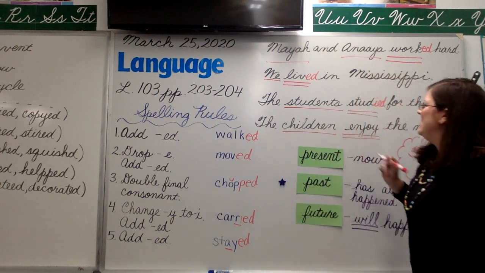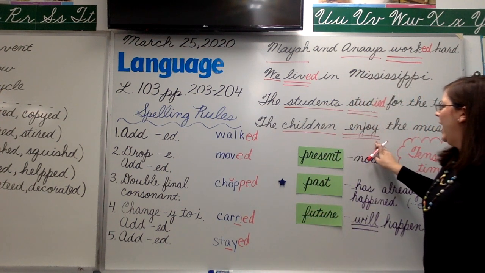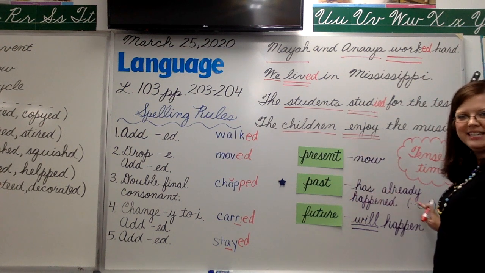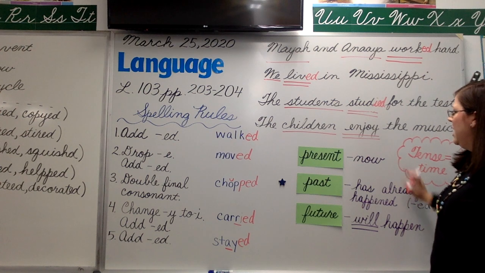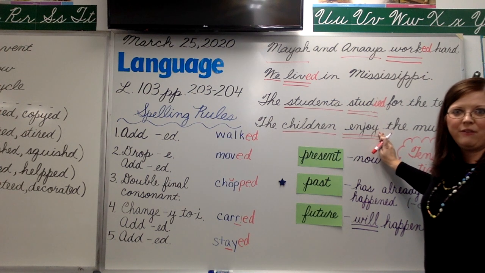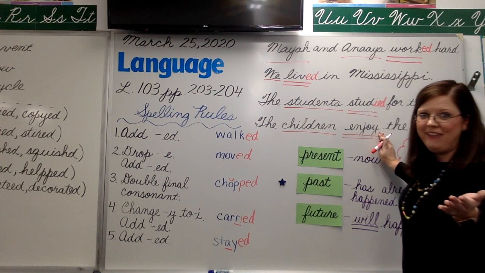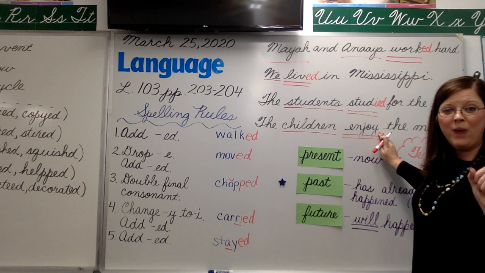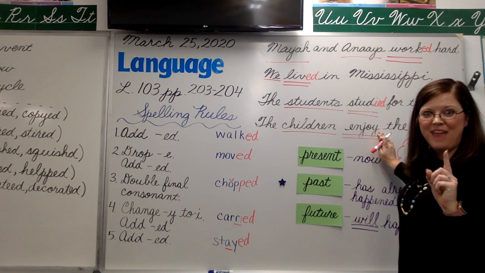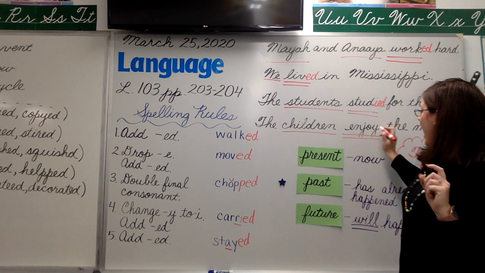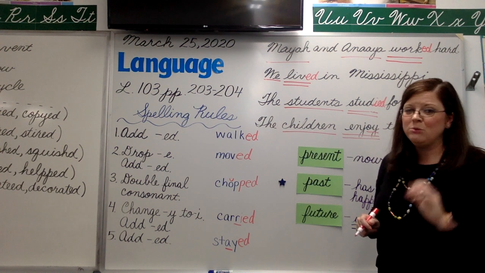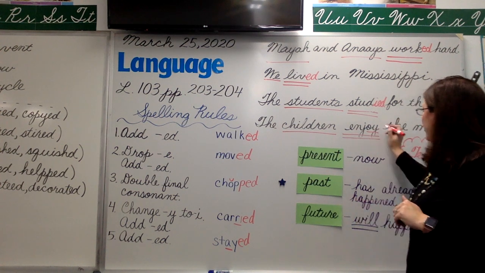Okay, this last one. The children enjoy. Let's change that from present to past, so it needs to end with that D sound. But it ends with a Y. These are my favorites, and I don't know why they're my favorites. They just are. The rule for Y is we must back up one letter and see what comes in front of that letter, that Y. I see a vowel. So just add an ED. Enjoy, enjoyed.